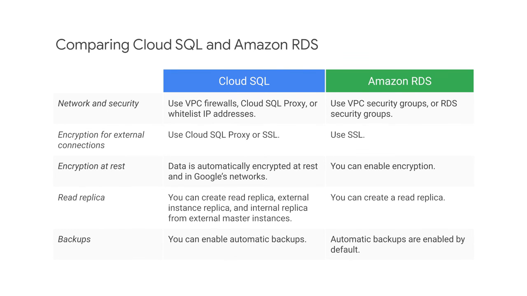In Amazon RDS, backups are enabled by default. In Cloud SQL, you can optionally enable automatic backups.